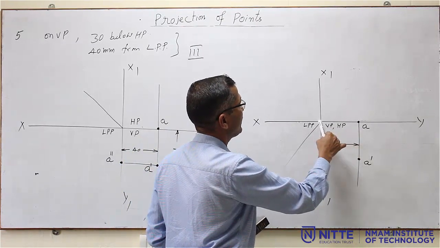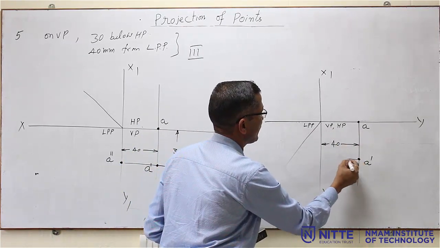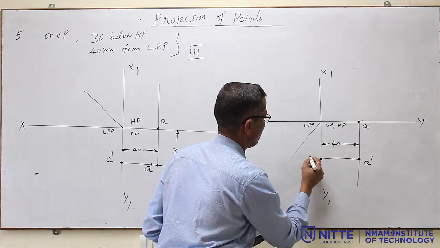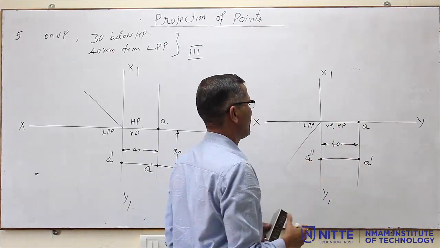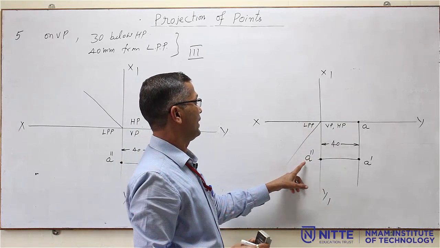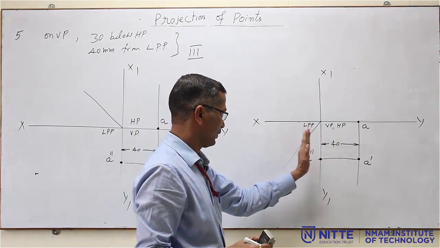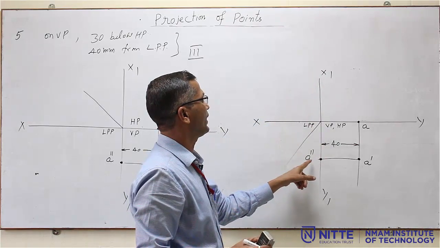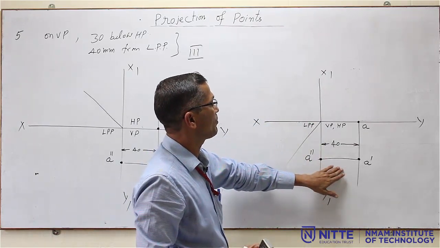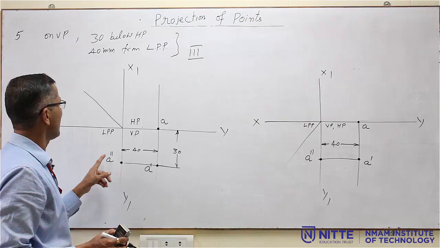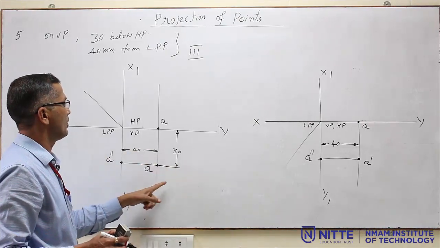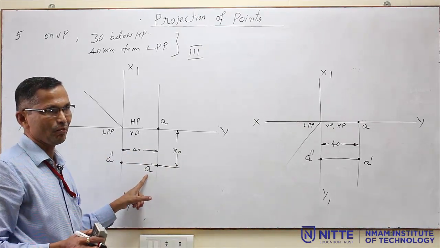Now the profile view will not make any difference. This is the projection, then you have to move down, then project it horizontally. So here we have to write the A double dash. Once again, remember, this A double dash should not be written here. It should be written on the other side of X1, Y1. If you write it here, it is wrong, because this is either VP or HP. If you write the A double dash here, this is the VP, and in VP only A dash will come.